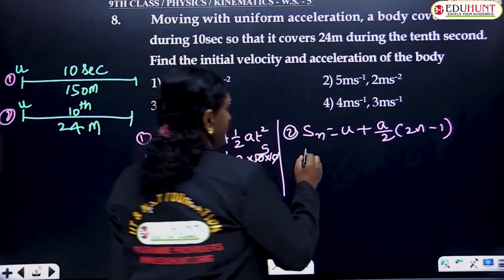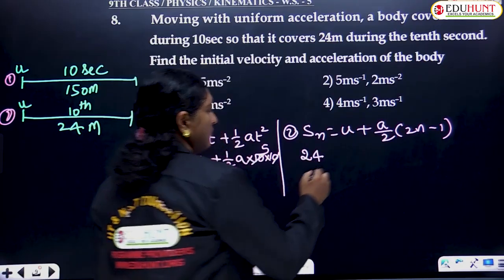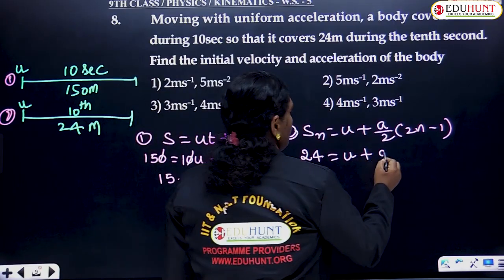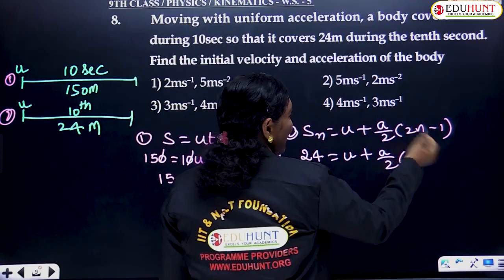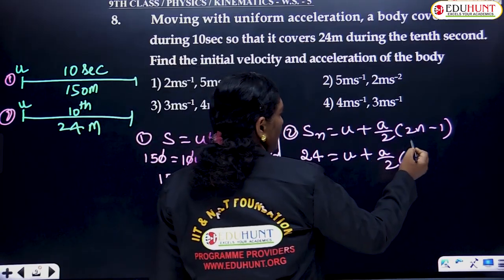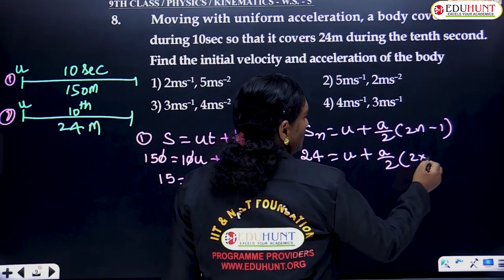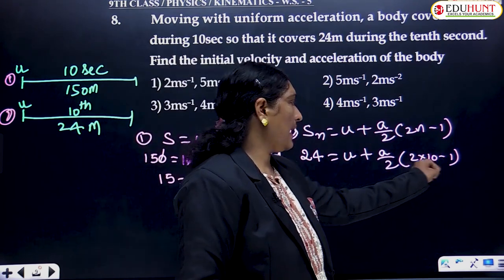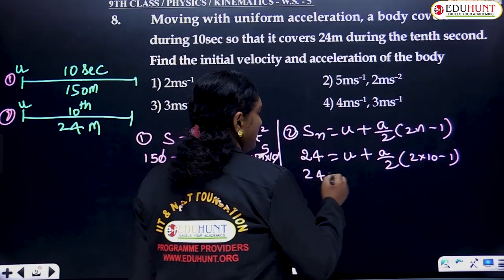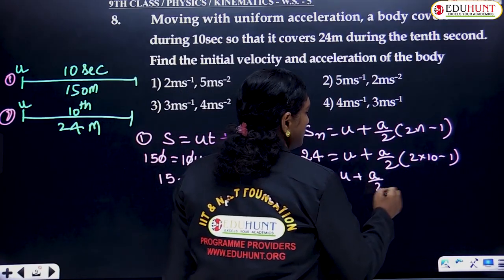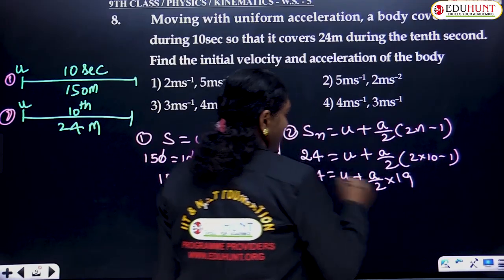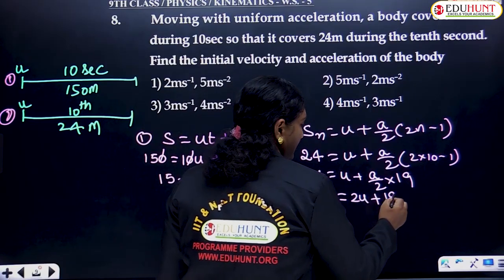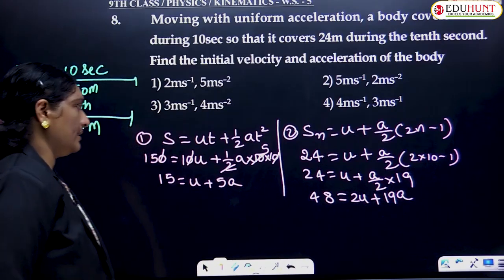Moving to the second equation, the distance covered in the nth second was given as 24 meters, and with initial velocity u and acceleration a, it is u plus a by 2 into 2n minus 1. It was given as the 10th second, so n is taken as 10, 2 into 10 minus 1. 2 into 10 is 20, 20 minus 1 is 19. Hence 24 equals u plus a by 2 into 19. Taking the LCM, 2 bringing here, 48 equals 2u plus 19a. Let this be the second equation.